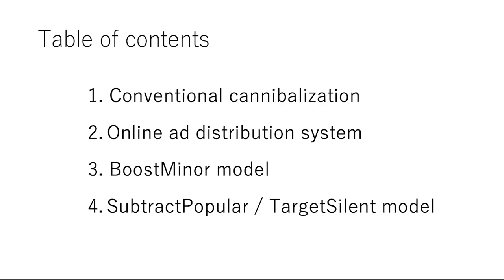This is the content I will talk about. In the first section, I will introduce the cannibalization problem, and in the second section, I will introduce the online ad distribution system and the minor category problem. In the third section, I will explain the BoostMinor model. We developed the model to solve the minor category problem, and as a result, we found the MAC. In the fourth section, I will explain SubtractPopular model and TargetSilent model. We developed these models to solve the minor category problem and also MAC at the same time.